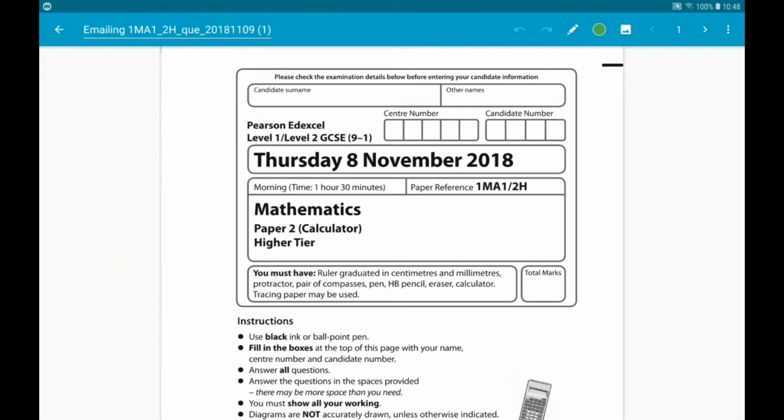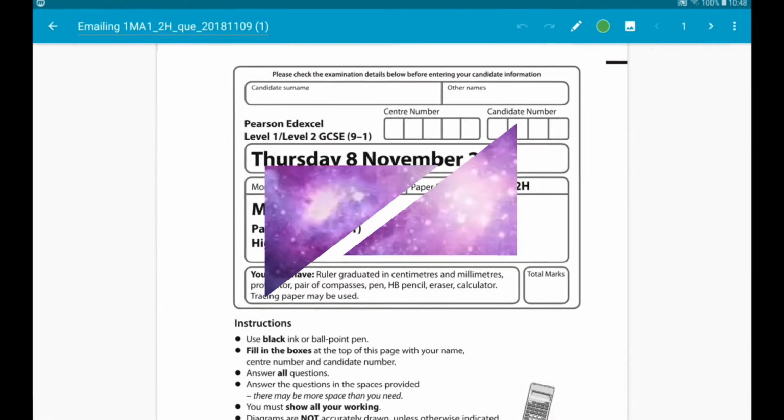A step-by-step walkthrough of the Edexcel November 2018 Higher GCSE Maths Paper 2.